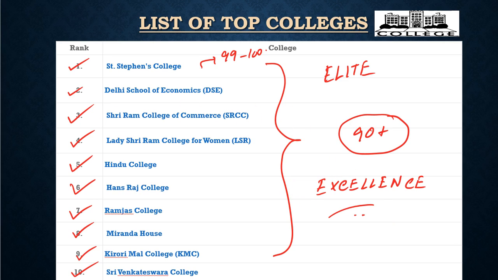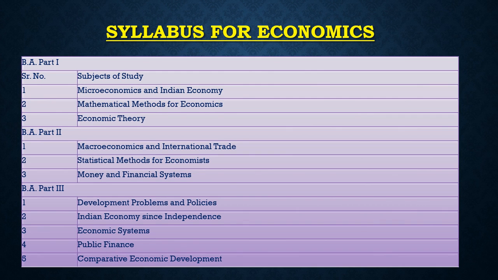So let's move on to what the syllabus comprises. The syllabus for the economics 3-year course consists of microeconomics and Indian economy. Then you have mathematical methods for economics, and then you have economic theory. This is in your first year, or your part 1.